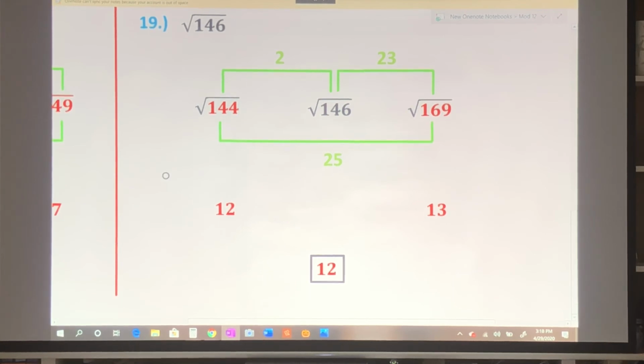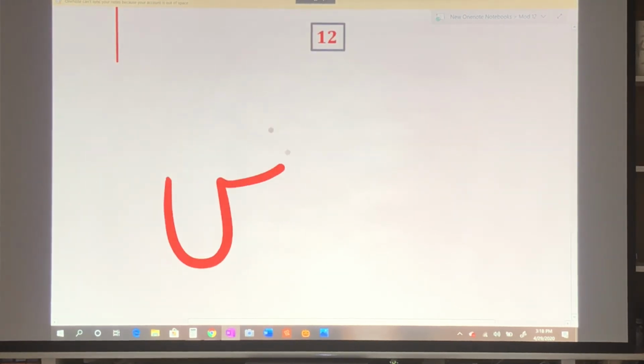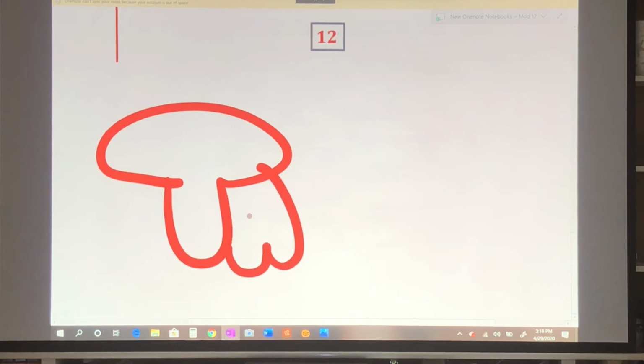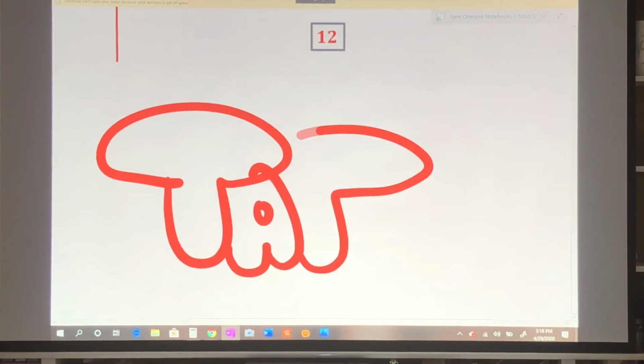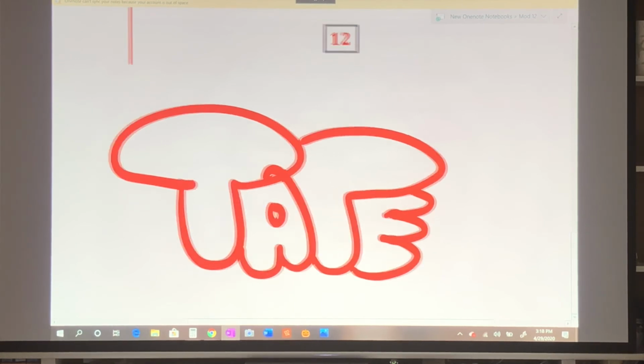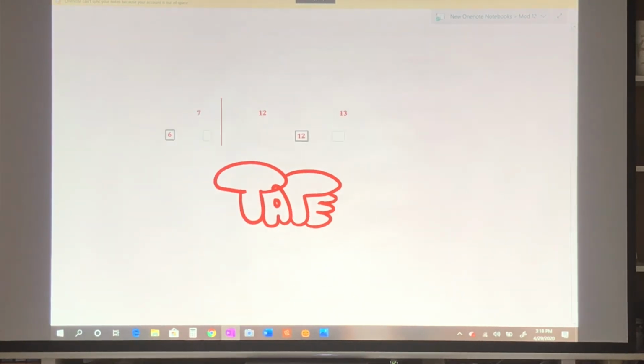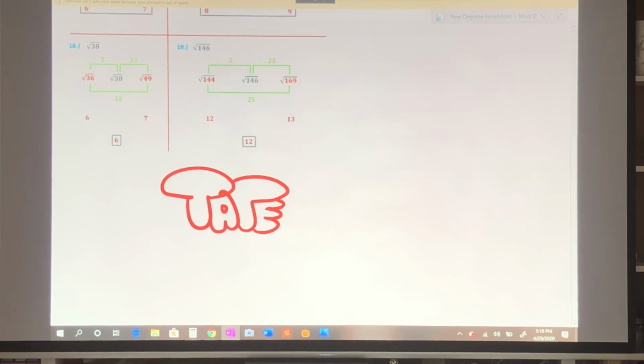I showed this to math support. Oh, yeah. My name in bubble letters. The bubble head is drawing the bubble letters. He learned a lot in school. He learned bubble letters. All right.